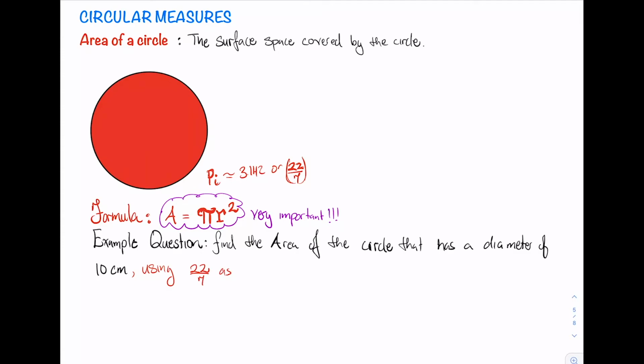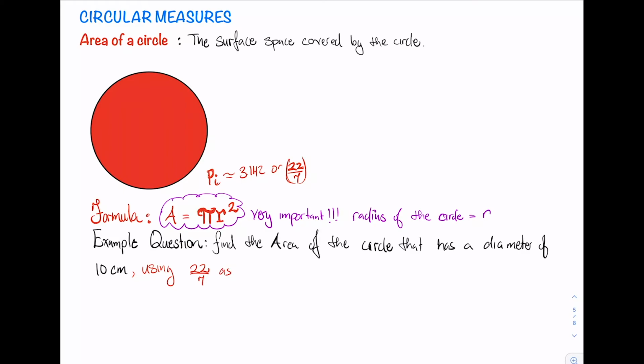So we want to remember this formula. Once somebody or your teacher asks you, what is the area of a circle? You should be able to say the area for a circle is given by pi r squared, where r is the radius of the circle. So that's very important. All you need is simply the radius of the circle, and once you have the radius, you can find the value for the area.